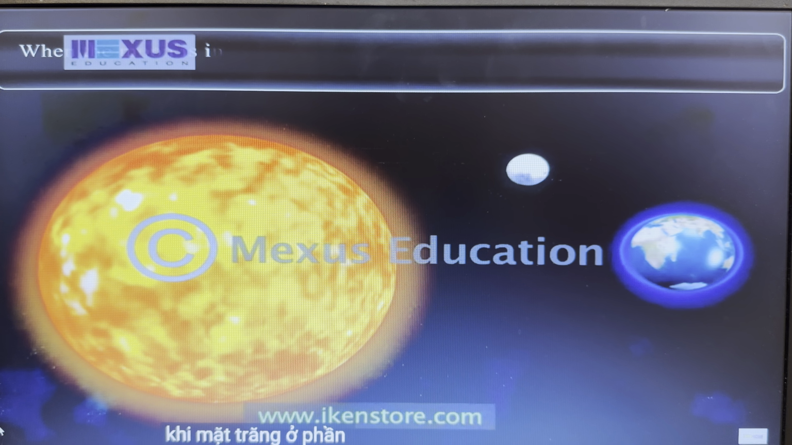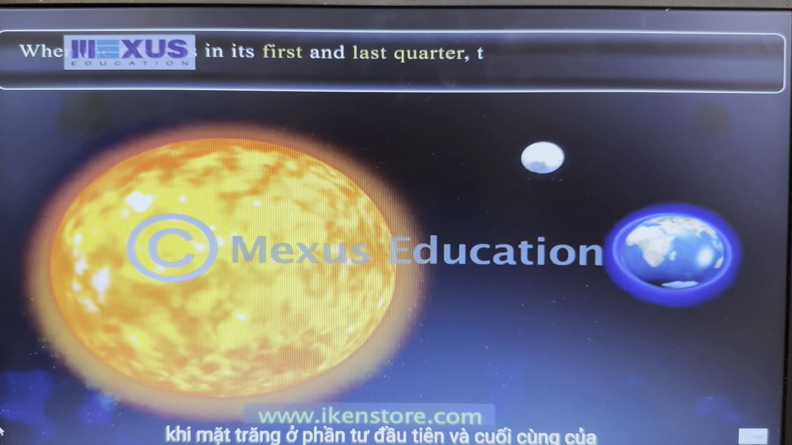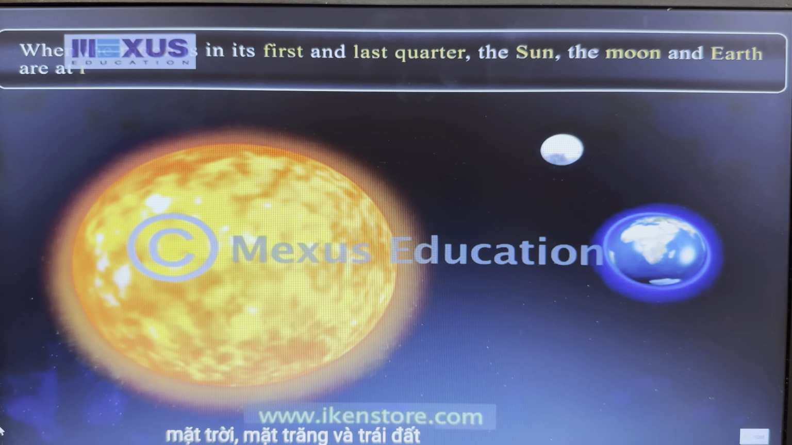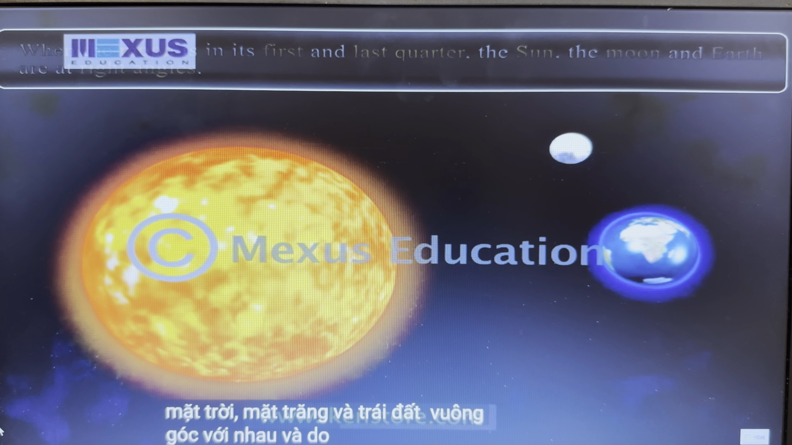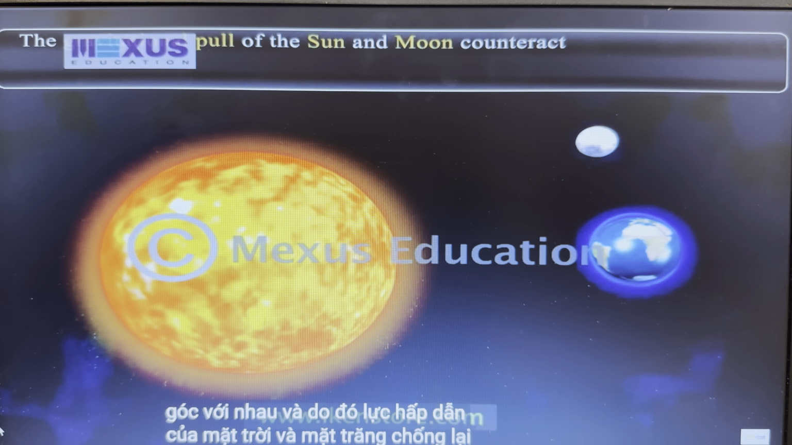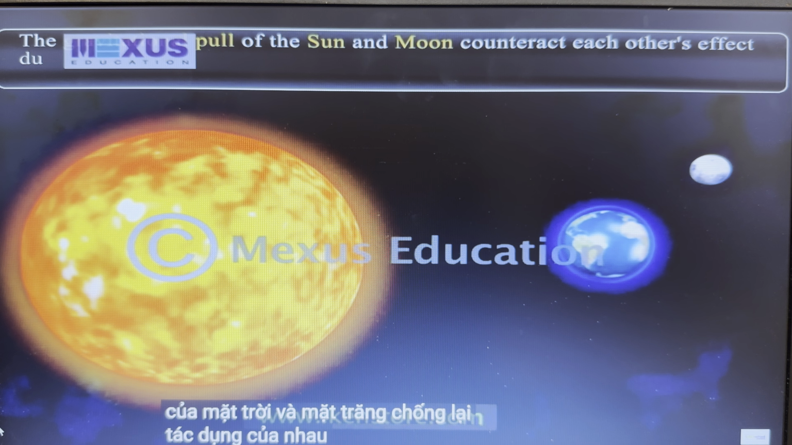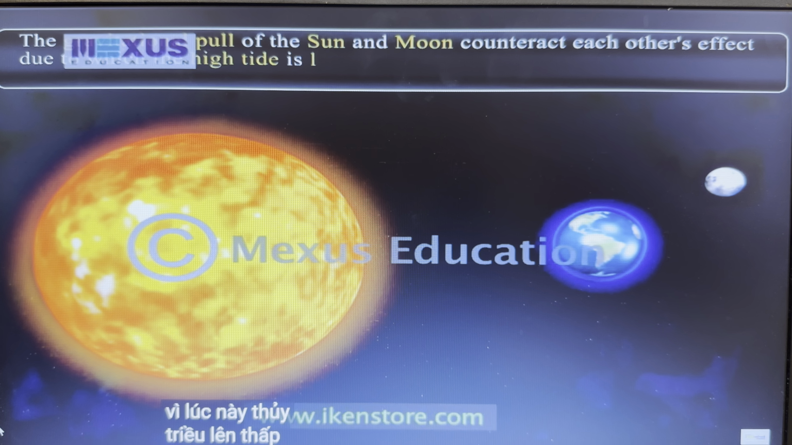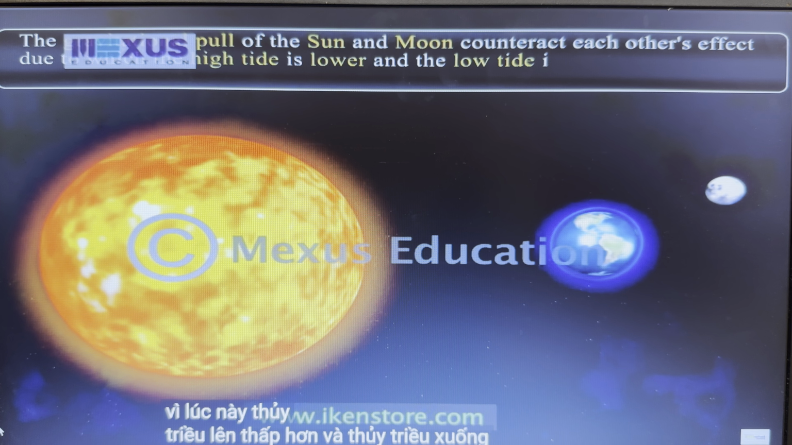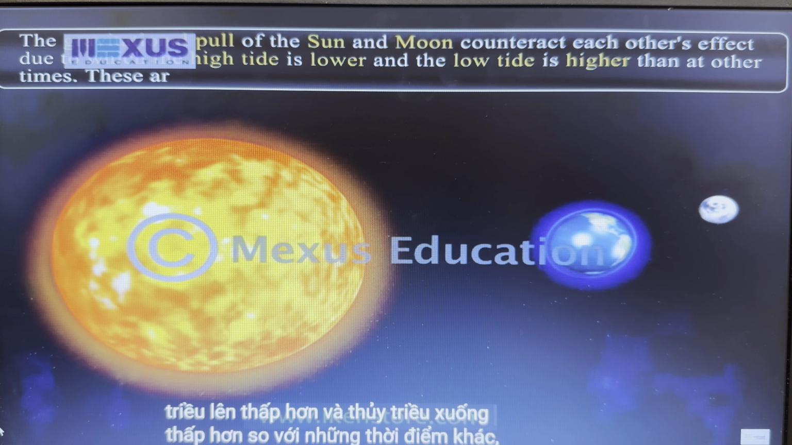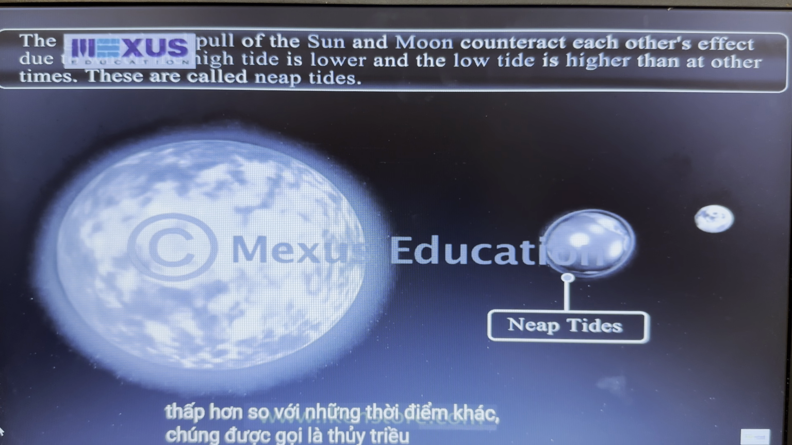When the moon is in its first and last quarter, the sun, the moon, and the earth are at right angles, and thus the gravitational pull of the sun and the moon counteracts each other's effect. Because of this, the high tide is lower and the low tide is higher than at other times. These are called neap tides.